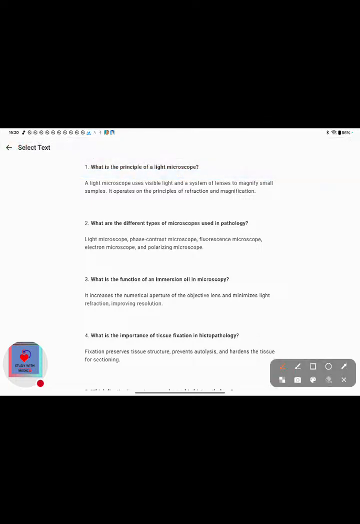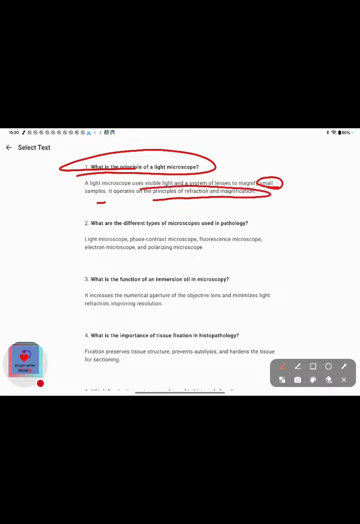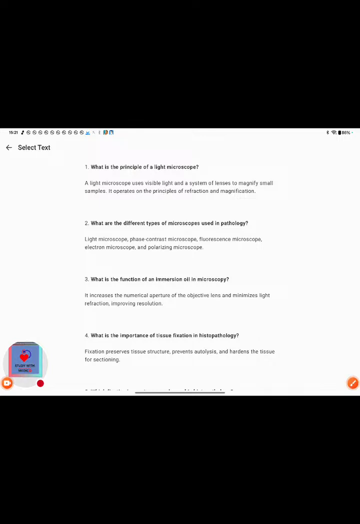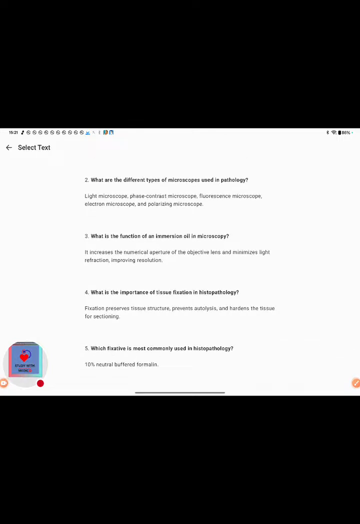So here we go. What is the principle of light microscope? A light microscope uses visible light and a system of lenses to magnify small samples, and it operates on the principle of refraction and magnification. Refraction and magnification. What are the different types of microscopes used in pathology?